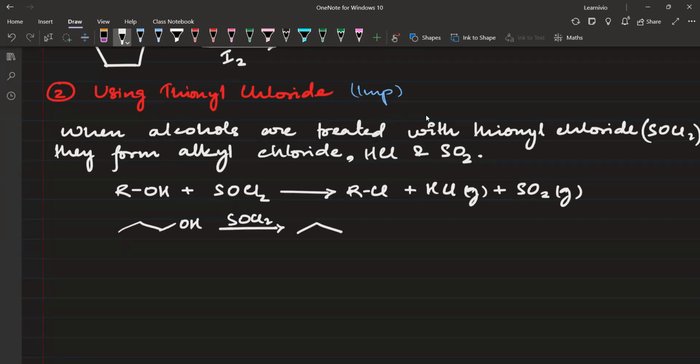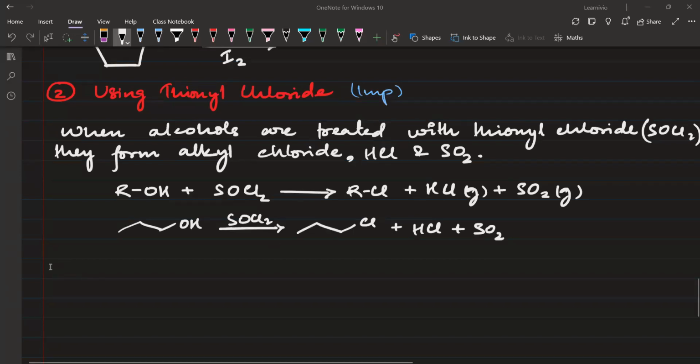You'll get, instead of OH, Cl plus HCl and SO2. Even though in most organic reactions only the organic product is important, here also only RCl is important, but in this particular case you also have to remember the two other byproducts that we are getting. The byproducts are HCl and SO2. You have to remember that also.